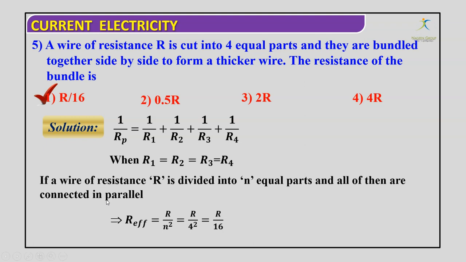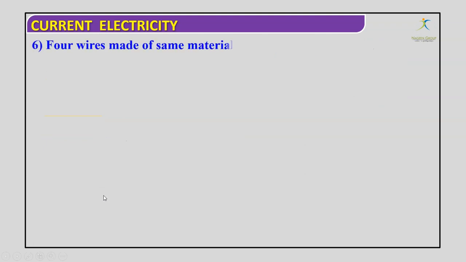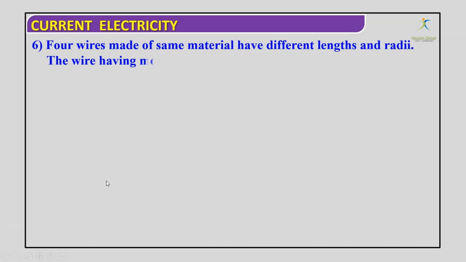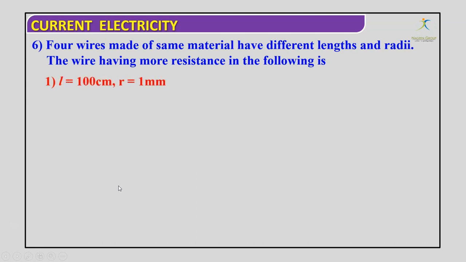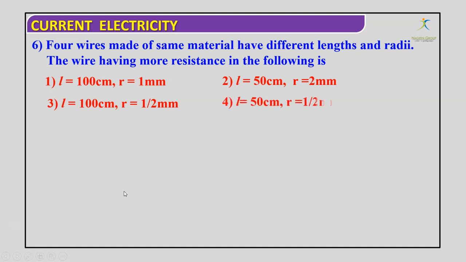Moving ahead with the next question. 4 wires made of same material have different lengths and radii. The wire having more resistance in the following is: L is equal to 100 centimeter and r is equal to 1 millimeter; L is equal to 50 centimeter and r is equal to 2 millimeter; L is equal to 100 centimeter, r is equal to half millimeter; L is equal to 15 centimeter and r is equal to half millimeter.